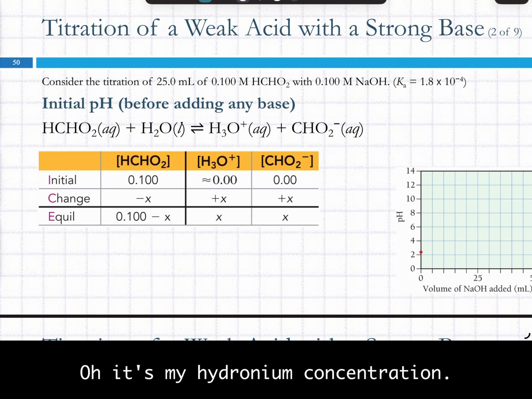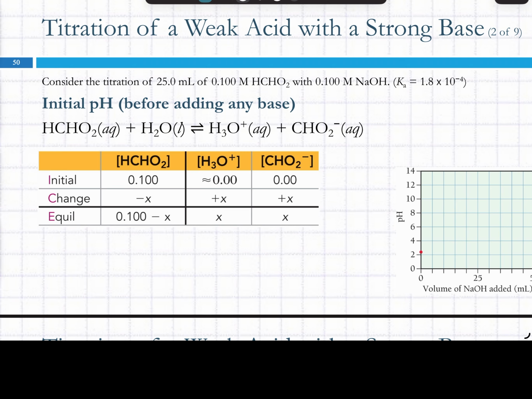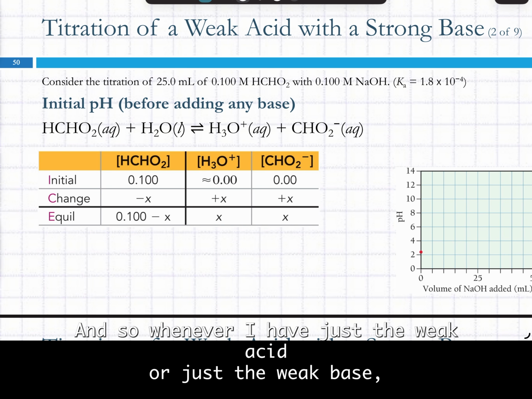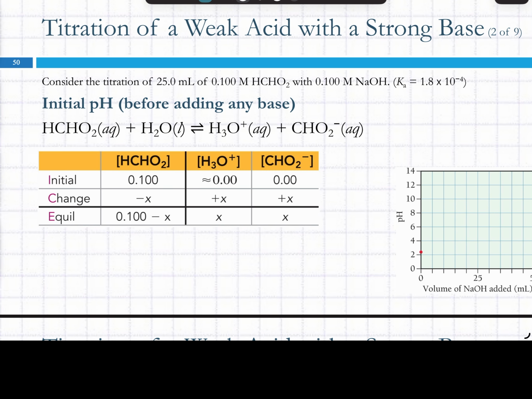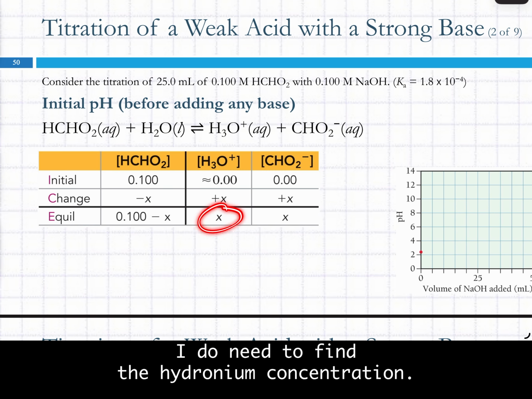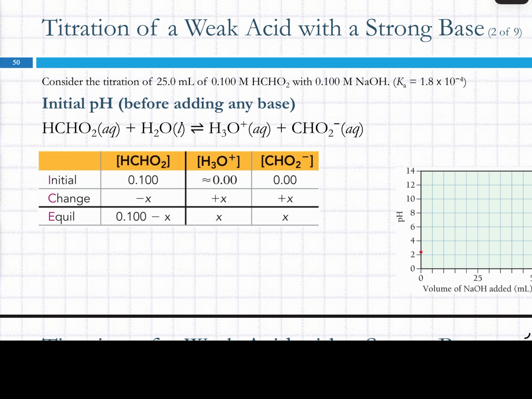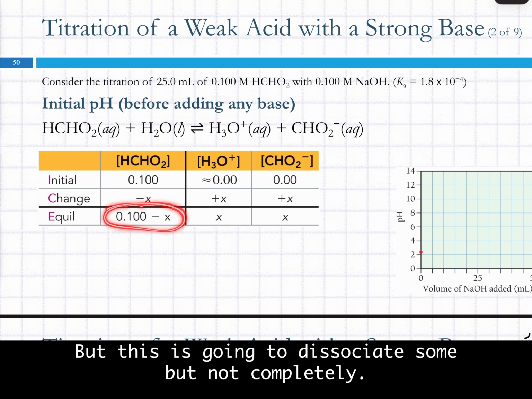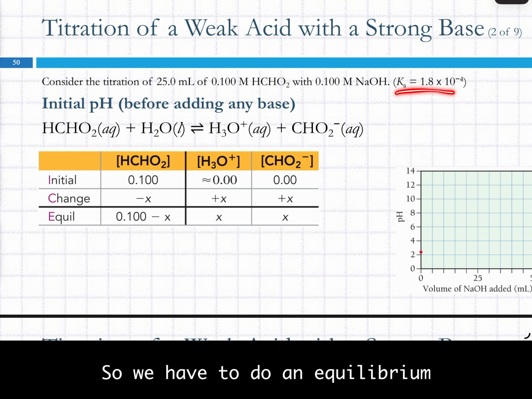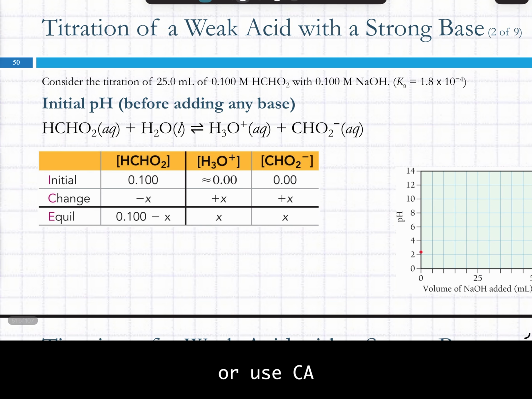Well, it's my hydronium concentration. Is it though? So here I do have some weak acid. And so whenever I have just the weak acid or just the weak base, I do need to find the hydronium concentration, and then I would take the negative log of it. But this is going to dissociate some, but not completely. So we have to do an equilibrium, or use Ka.